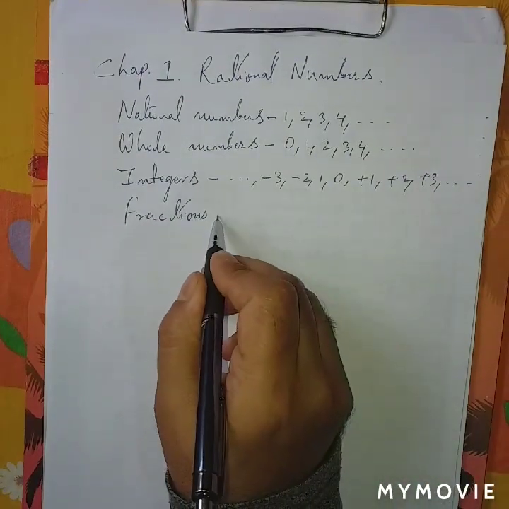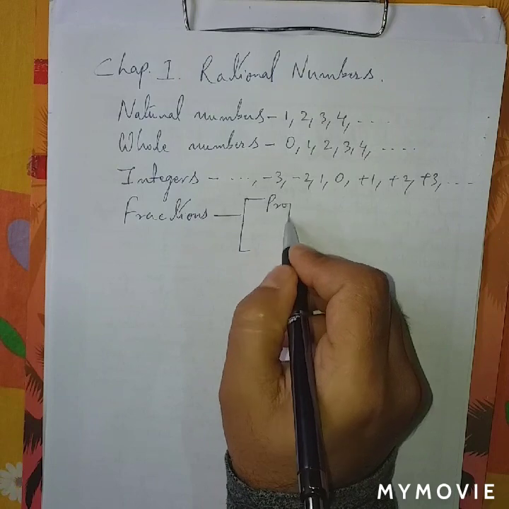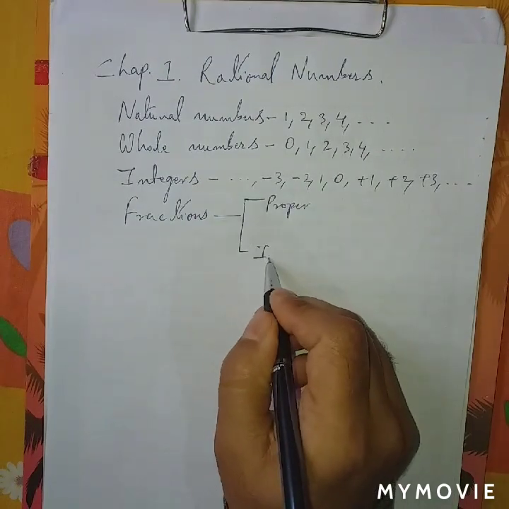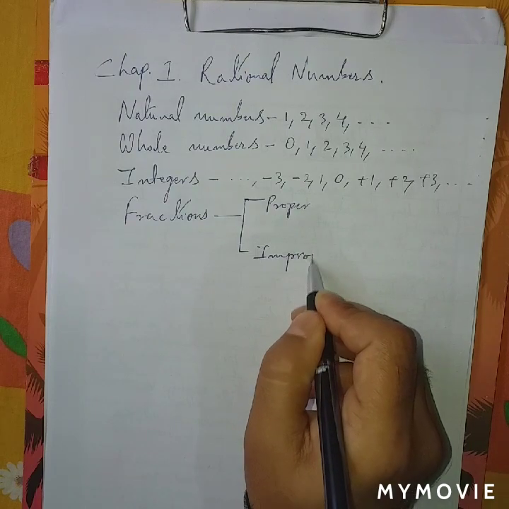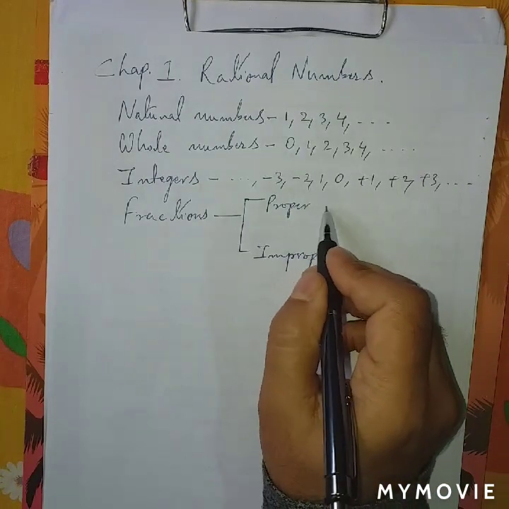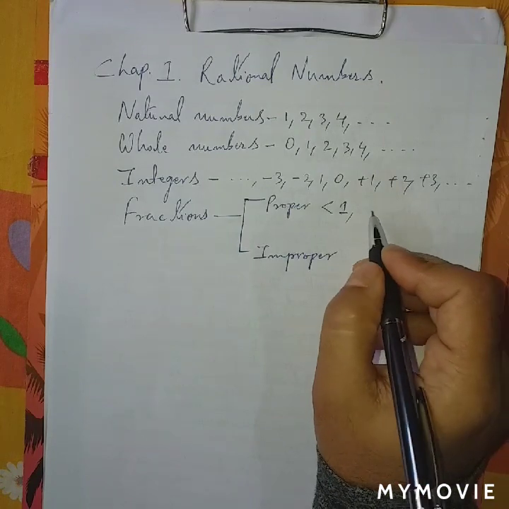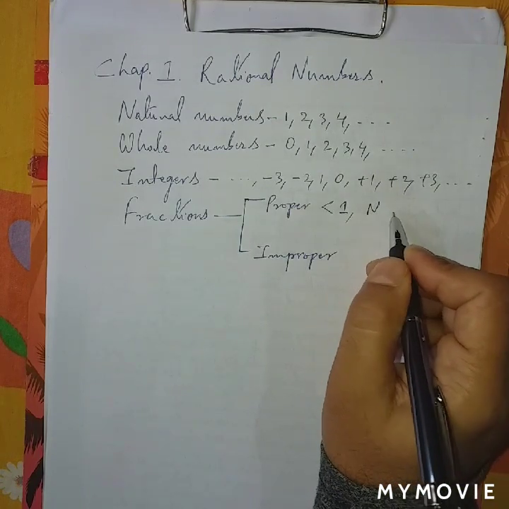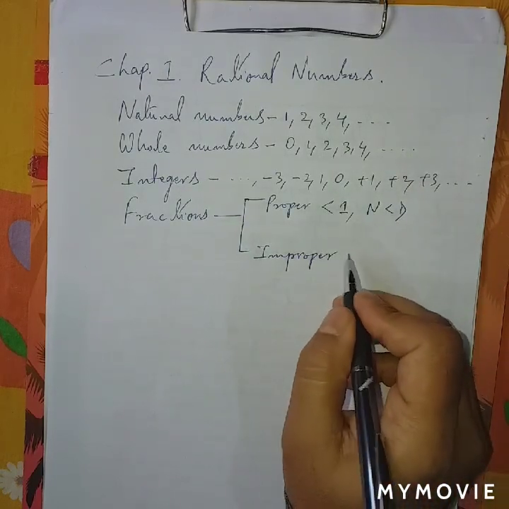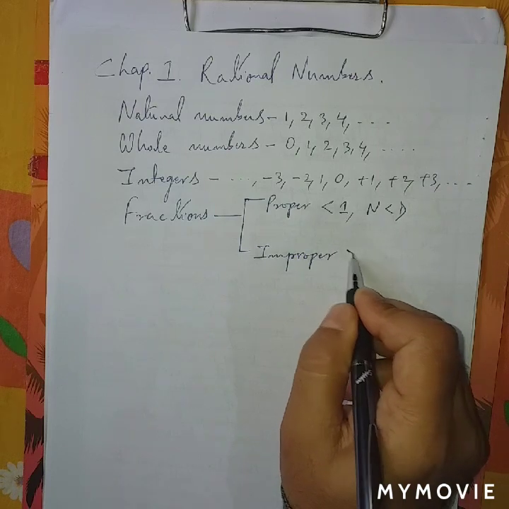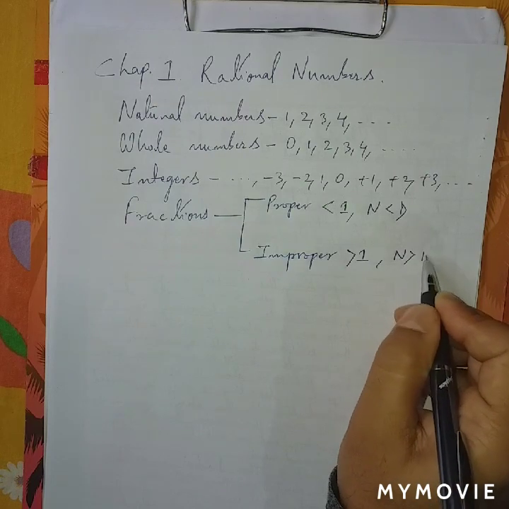Fractions, we have studied two types of fractions. One is proper fraction and another is improper fraction. Proper fractions are less than 1, where you can see numerator is less than denominator, and in improper fraction these fractions are greater than 1 and numerators are greater than denominator.